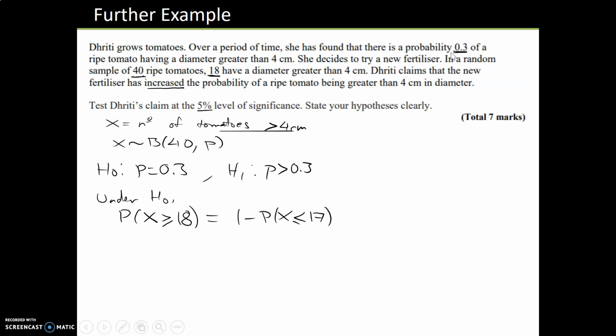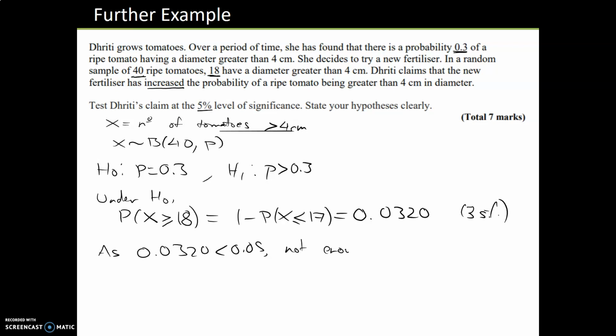Sometimes you'll get probabilities you can't do with the tables, in which case you do them with your calculator. So if you work this out, this is 0.0320 to 3 significant figures. I've done this with my calculator, so if you've done it with the table, you might get a slightly different thing. The key thing is this is less than 5%. So my conclusion is, as 0.0320 is less than 0.05, not enough.